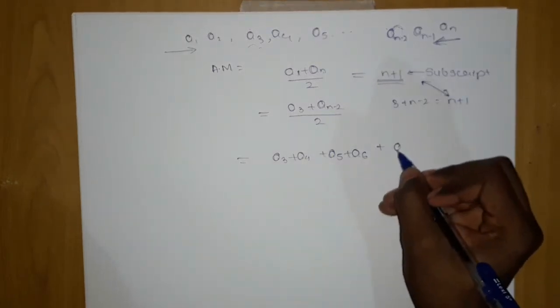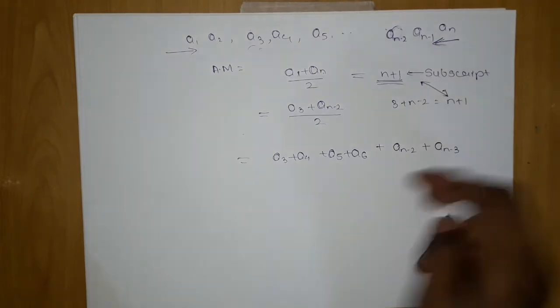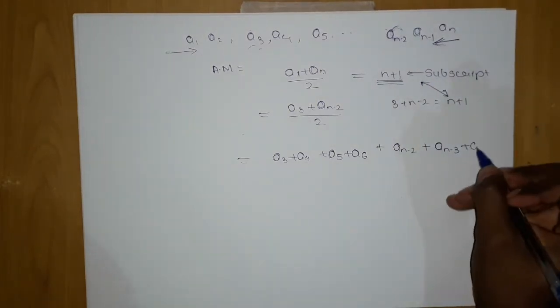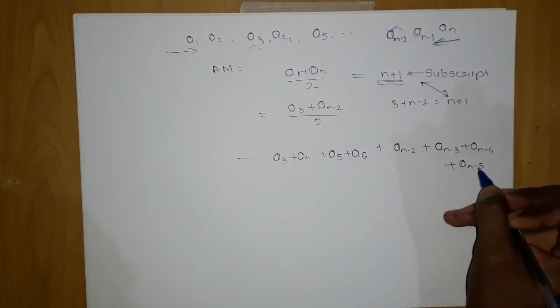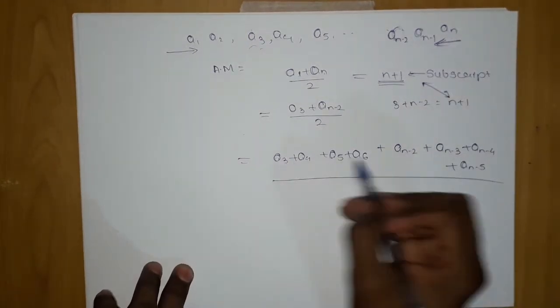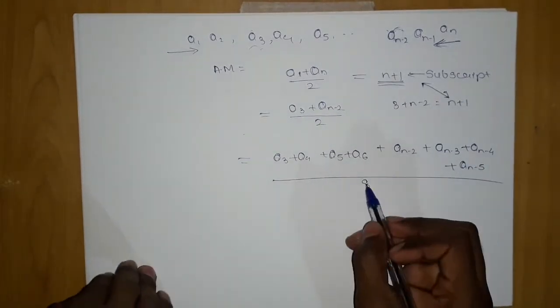If it is a3, it should be n minus 2. If it is a4, it should be n minus 3. Okay, I'm just reducing one term. It should be n minus 4, and here a6, then it should be n minus 5. Then how many terms do I have? 4. Okay, so it will be 8. 4 plus 4, 8. Okay, divided by the number of terms.